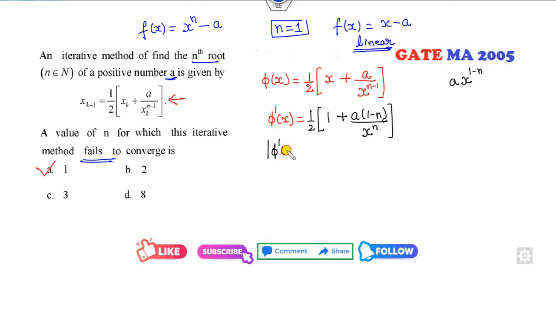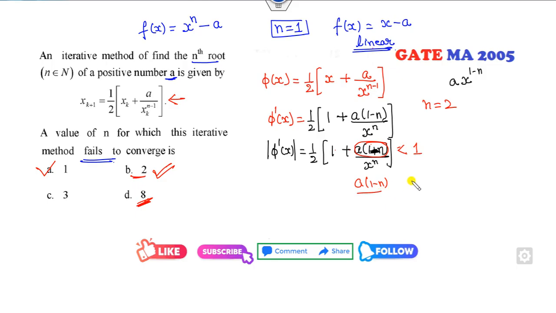Fine. Now you can take the modulus. It will be half of 1 plus a, 1 minus x raised to power n. Now clearly, when n is 2, this value will be negative. So 1 minus negative is always less than 1, so it is convergent. When n is equal to 8, again this number is negative, so again it is less than 1, because this number is x raised to power 8. When n is 3, again negative, so again convergent. The only one which is not convergent is A, the right answer.